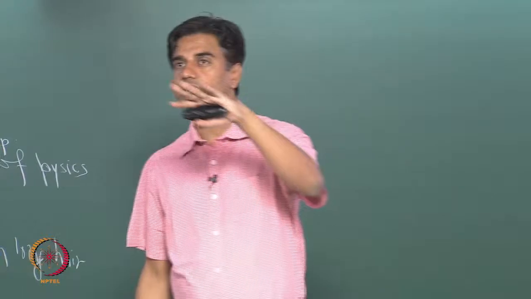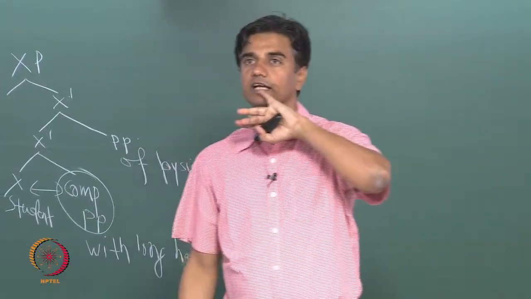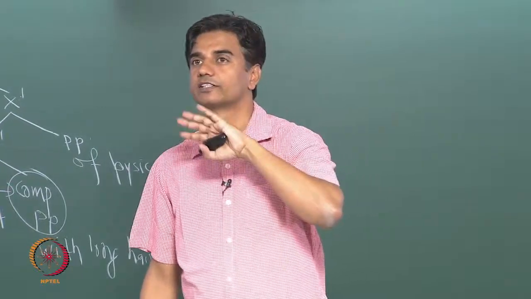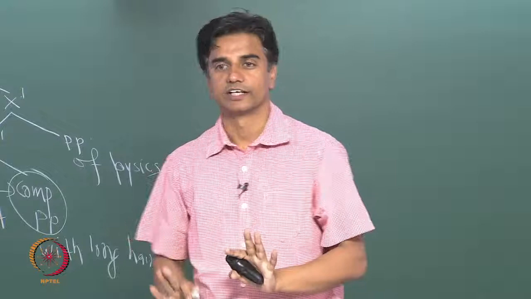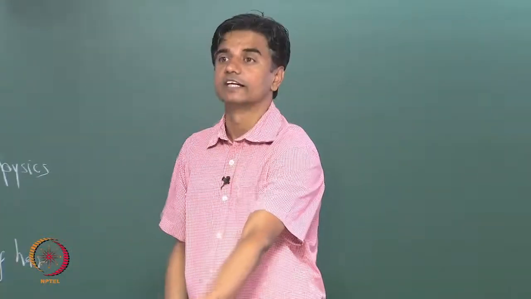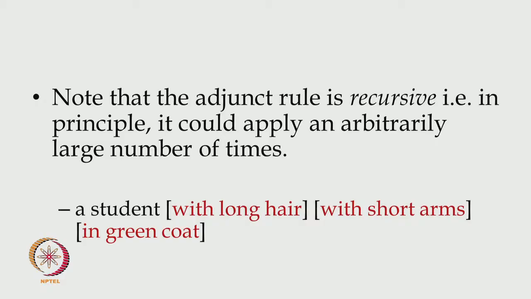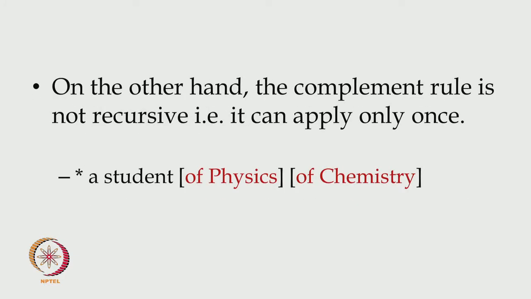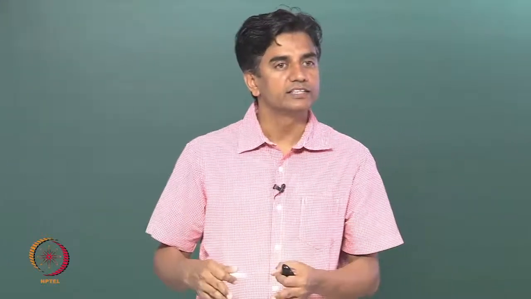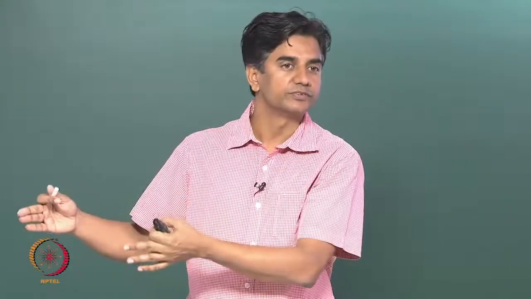This clear? Is that what we are talking about here? That in principle, adjunction could apply an arbitrary large number of times, but complement recursion is not possible. All right? Therefore, you see, this kind of sentence is possible, but what is not possible is this. We cannot say student of physics, of chemistry, right? What we mean, if we at all end up saying it with grammaticality, is students of physics and students of chemistry.